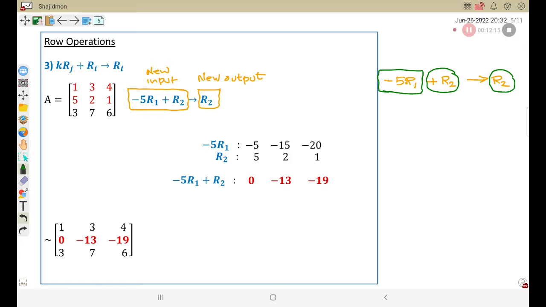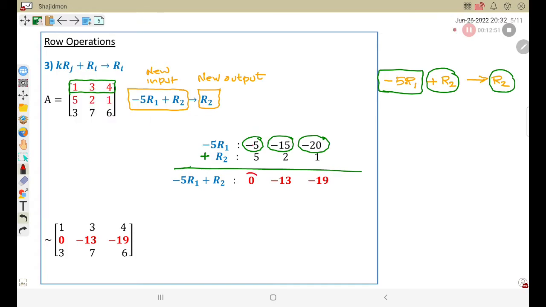So how to do this operation, you can see. First, multiply the first row by minus 5. The complete first row multiplied by minus 5. For example, 1 multiply minus 5 is minus 5, 3 multiply minus 5 is minus 15, 4 multiply minus 5 is minus 20. Then plus R2, the second row, correct? What is the second row here? 5, 2, 1. Now you can add these two: minus 5 R1 plus R2. See, you can get it.